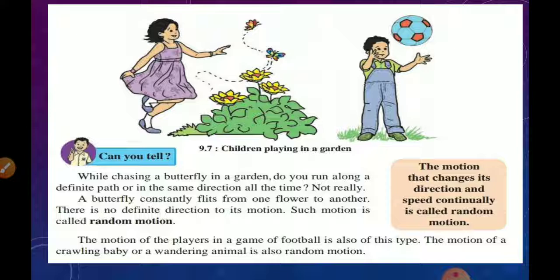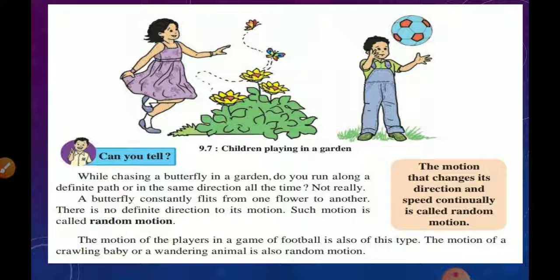The motion of the players. Can you give me an example for random motion? We play in the ground with our friends. We play catch-catch. Any other game, football, cricket. At that time we do not run in a line, that is not linear motion, that is not circular motion. We can run in any way in the game when we play with our friends. So that is also called random motion.